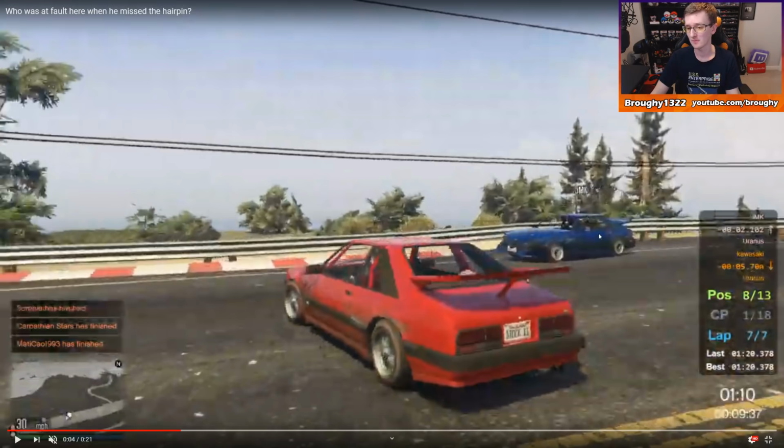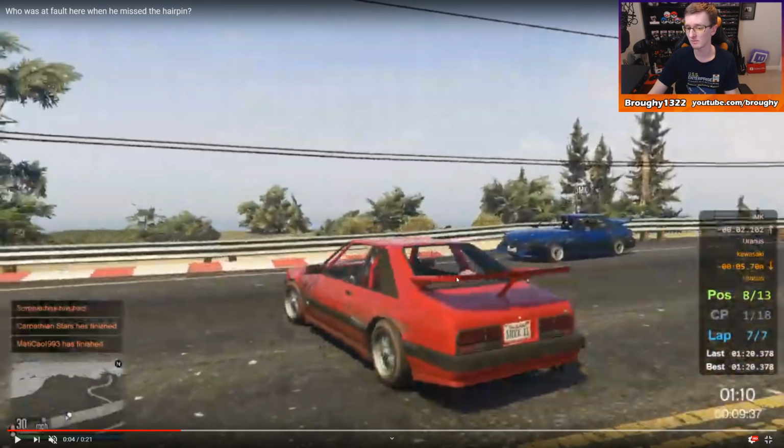At this point, the blue car should have been braking, basically. He should have been waiting until the red car has passed before carrying on himself, because he has no right to any of this part of the road. He has no right to any of the line that the red car is on, because that's the racing line. That's where the red car should be. That's where he is. The blue car isn't on that racing line. He's off the track completely.